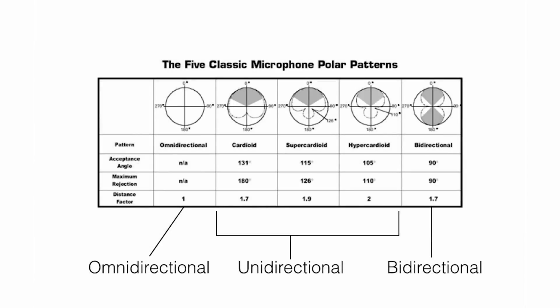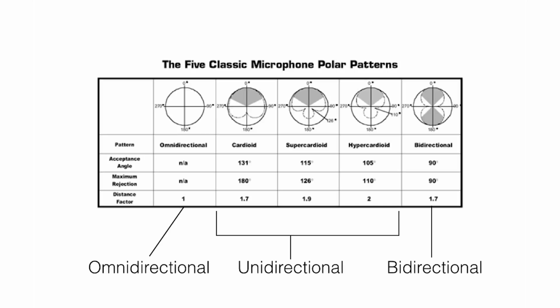A microphone's polar pattern indicates how sensitive it is to sounds arriving at different angles about its central axis. There are three major types of microphone polar patterns: omnidirectional, unidirectional, and bidirectional, also called figure 8. Unidirectional patterns are also subdivided normally in cardioid, supercardioid, and hypercardioid.